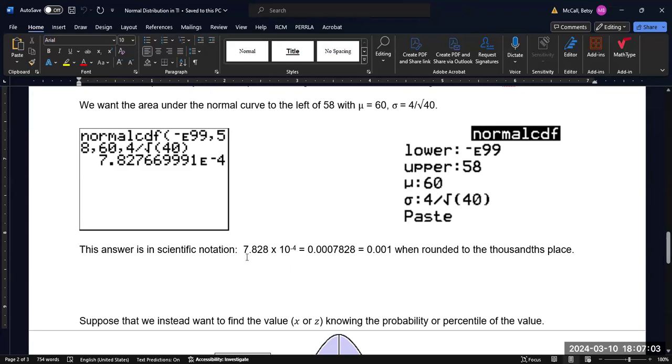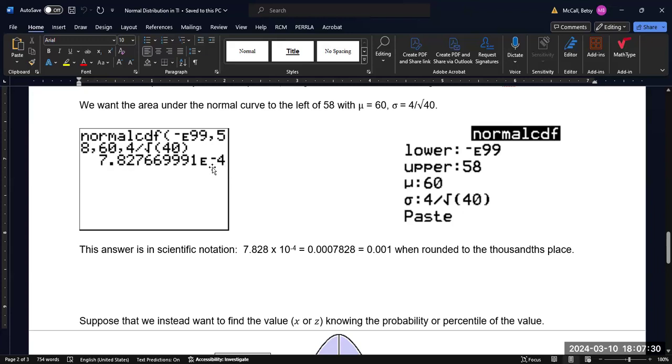So this is 7.828 times 10 to the negative 4. 10 to the negative 4 means there are 3 zeros after the decimal place before you get to the 7. So this is very small. When you're calculating probabilities, students far too frequently will forget this number at the end, and they will think, oh, it's 7.8. 7.8 is not a possible probability.